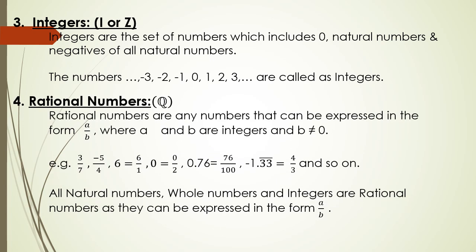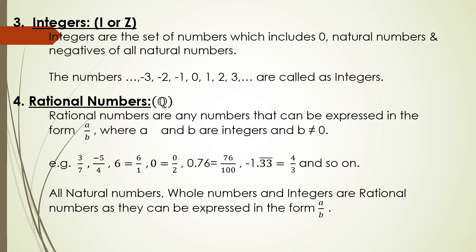The fourth type of the numbers is rational numbers, which is denoted by Q. Q stands for quotient, that is division of two numbers. Rational numbers are any numbers that can be expressed in the form A upon B, where A and B are integers and the denominator B should not be equal to 0.